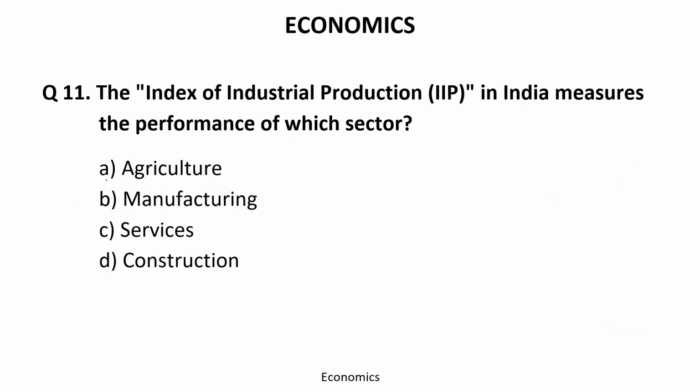11th question we have. Index of Industrial Production, IIP, in India measures the performance of which sector? Agriculture, manufacturing, services, construction. 20 seconds you have to think and answer. Your time starts now. 1, 2, 3, 4, 5, 6, 7, 8, 9, 10, 11, 12, 13, 14, 15, 16, 17, 18, 19, 20. Time's up. The correct answer is B.